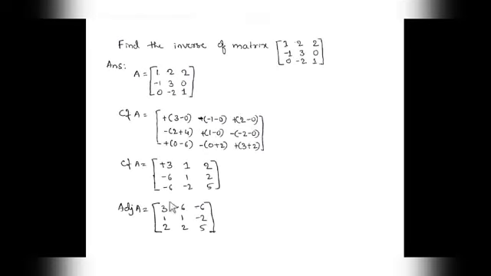The answer is 9. A inverse equals adjoint of A divided by determinant of A. We all know this formula. So I am going to substitute the value of adjoint of A and determinant of A. The adjoint of A matrix is what we obtained previously. This matrix I have to substitute there and divide it by the value of the determinant of A, that is 9.